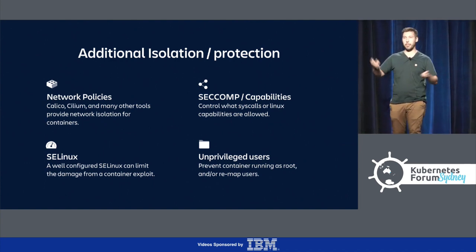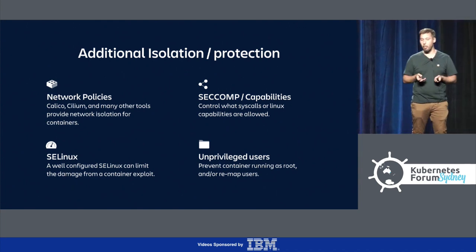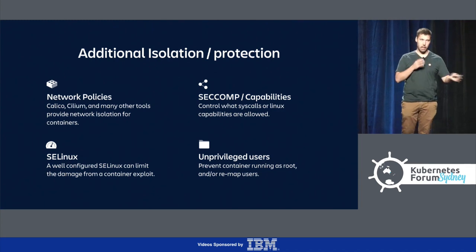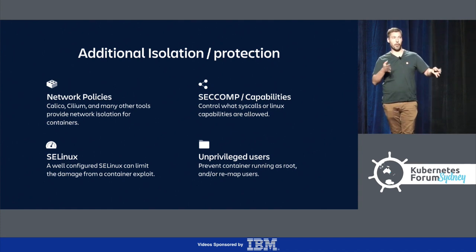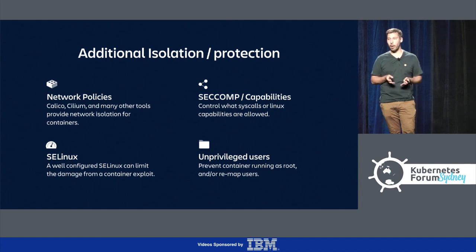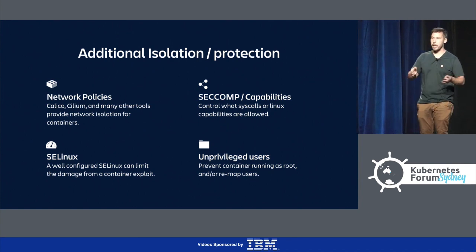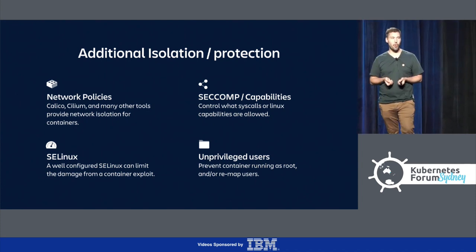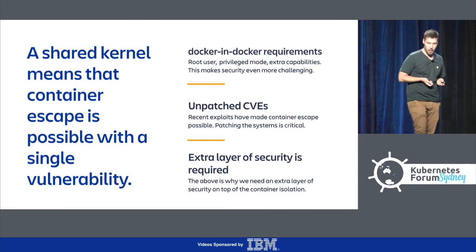SecComp and capabilities is something that you should also be very aware of. Dropping capabilities and controlling what syscalls can be made on your clusters is really critical. SELinux helps where, if there was something really bad happening and there was a container breakout, having those SELinux labels on your files would really limit the damage that could be done. And then finally, not running containers as root is a good thing for obvious reasons.